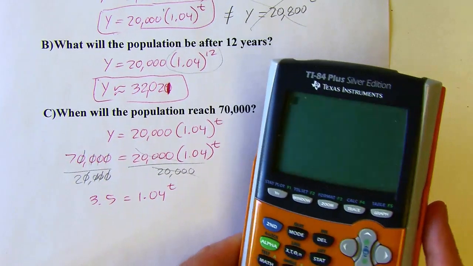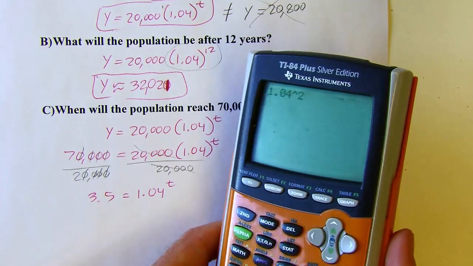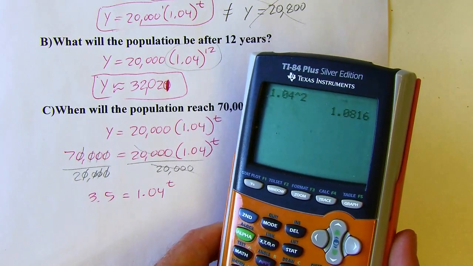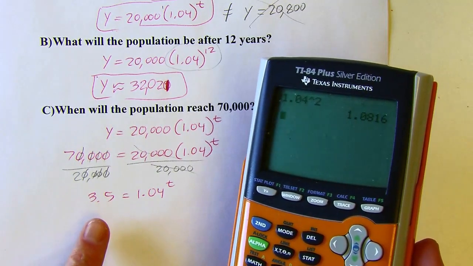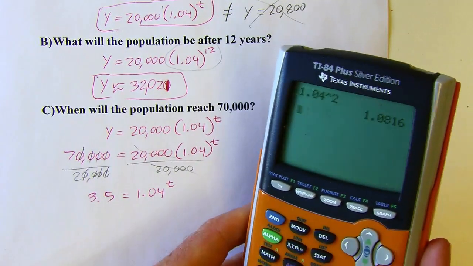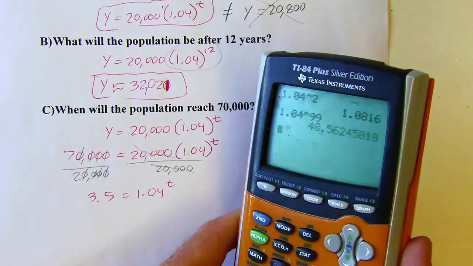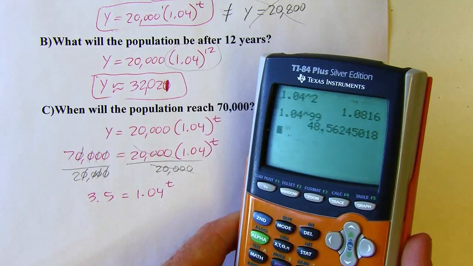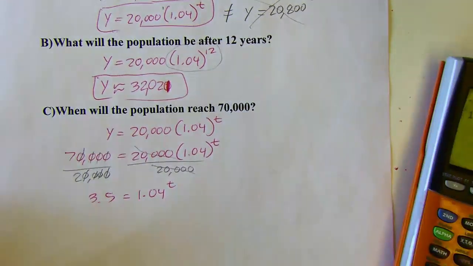Okay, now you could just take 1.04 and say, okay, well, I'll raise that to the second and see what I get. And I got that, but I'm trying to get it to say 3.5. Okay, so you can just play around with it, but it might take a while to narrow in and just throwing out different numbers. Okay, that's way too big. I know it's going to be between 2 and 99. But let's think of a nicer way to do this.